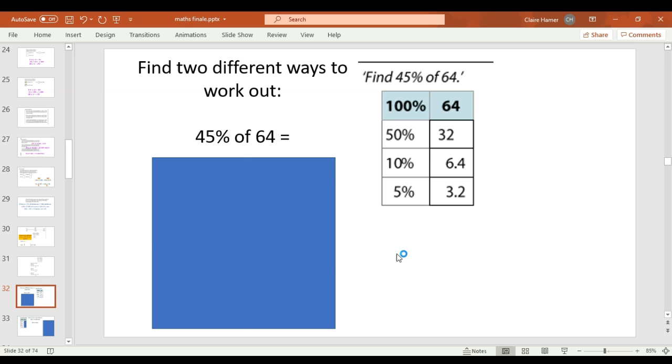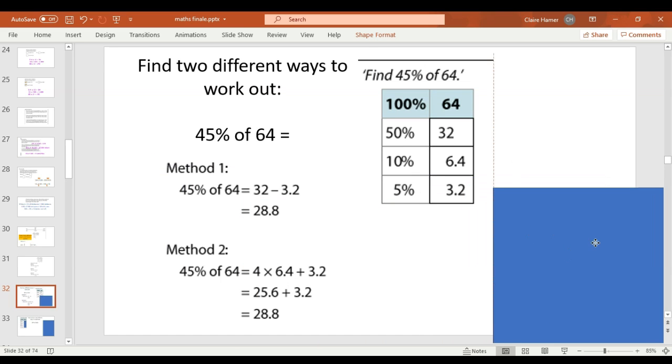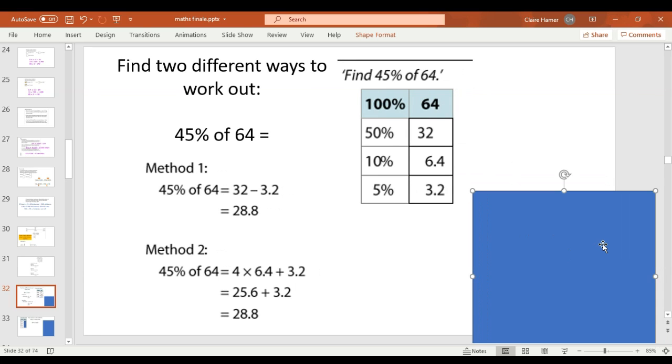Right, let's go through. So these are my 2 ways. It's not moving, hang on. Right, so method 1, I have chosen to do 50%, take away 5%, and I got 28.8. Did you get that one? Then my other method, I chose to do 4 lots of 10%, add 5%, and obviously I got the same answer. Did you choose the same as me, or did you get a different answer?